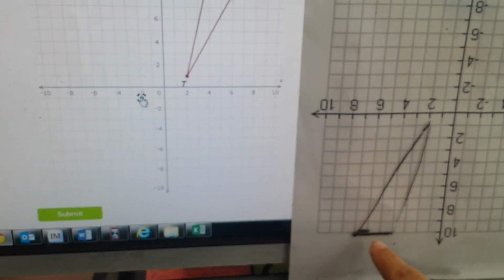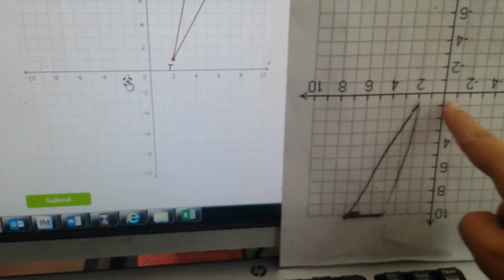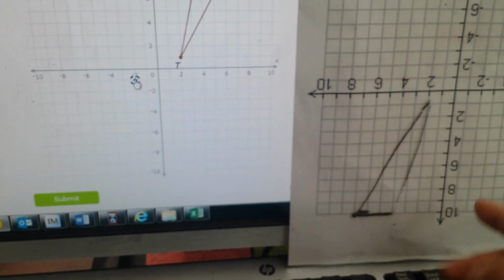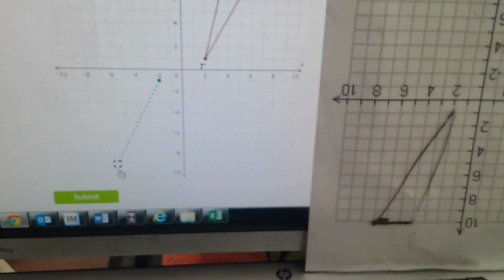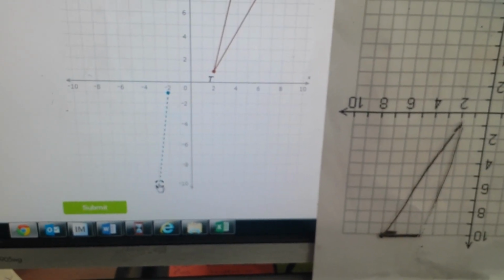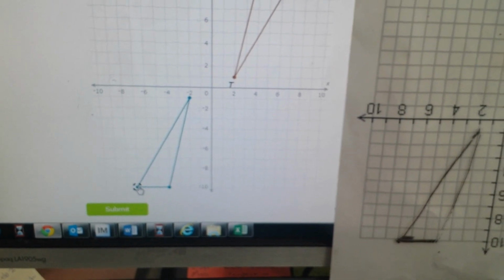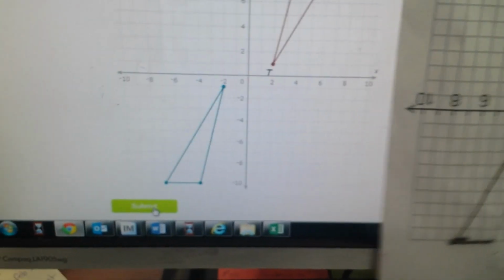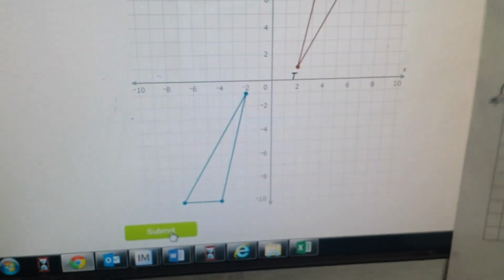These other 2 points are all the way at the bottom. You could do 4 that way and 10 down, or you could just say they're all at the bottom, 1, 2, 3, 4 away. That one is there. And then this point is 3 from that one. See that it looks the same? Which it does, and you're good to go.